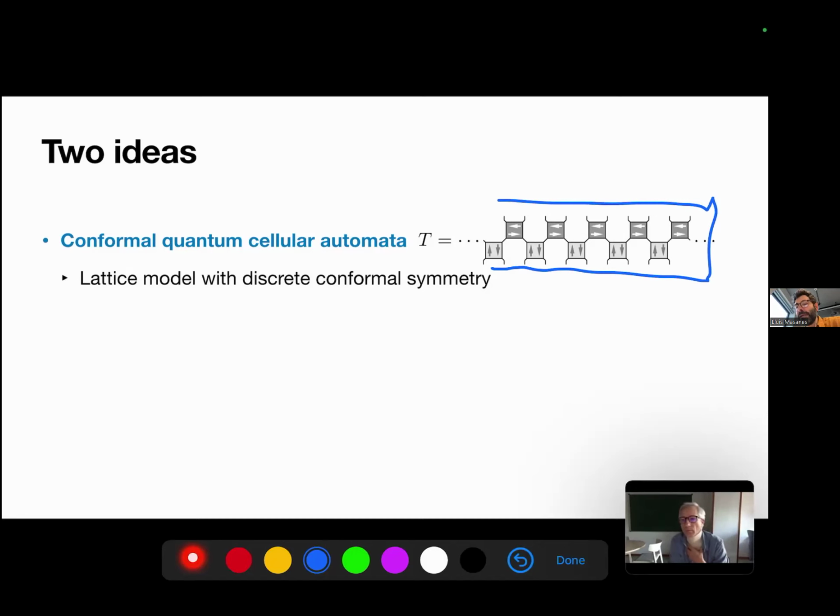For me, if I had to put a name, I would just call it a discrete quantum field theory, where both space and time are discrete. When people talk about lattice field theory, space is discrete, but not time. Here everything is discrete. I'm going to specify what these unitaries are, and they will be chosen so that this lattice model has a discrete version of conformal symmetry. So we are going to see this.